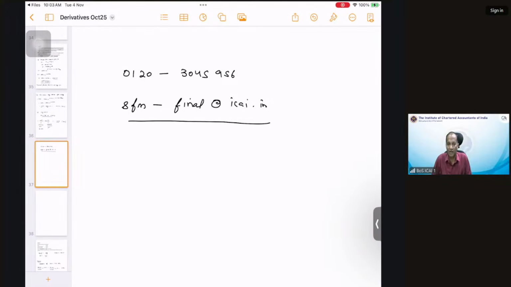So revise whatever your doubts are there. You can send us the mail at this email ID, or you can contact us over the telephone.